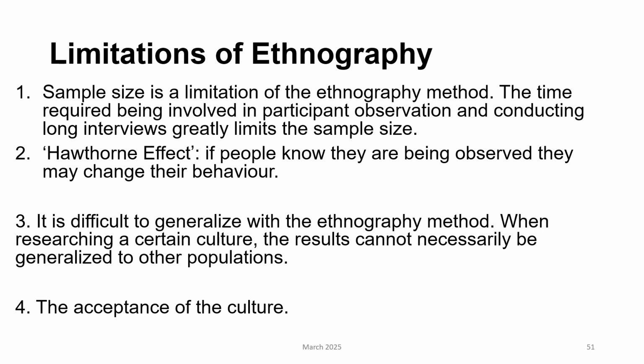Secondly, we are talking about what we call the Hawthorne effect. The Hawthorne effect means that people who are being observed may change their behavior when they are aware that they are being observed by an outsider to their culture. So this may impact the quality of the research and the accuracy of the data collected.